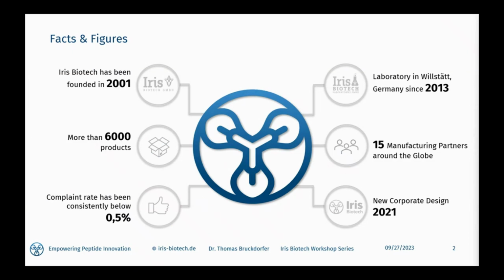IRIS Biotech was founded 22 years ago in 2001. We are located in Marktredwitz, which is in Bavaria in Germany, close to the border to the Czech Republic. Due to the growing demand of customized products, we started a production facility, IRIS Biotech Laboratories, in 2013. This is located in Willstedt, in the southeast of Germany, close to Strasbourg.